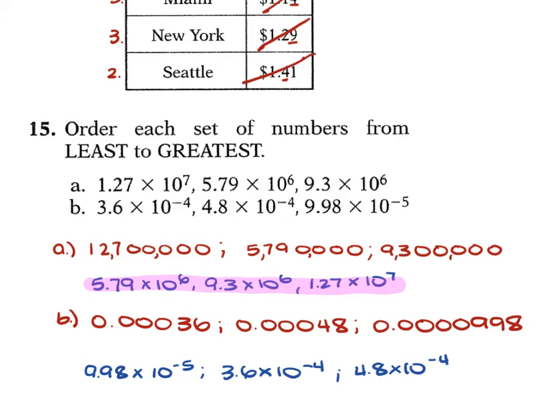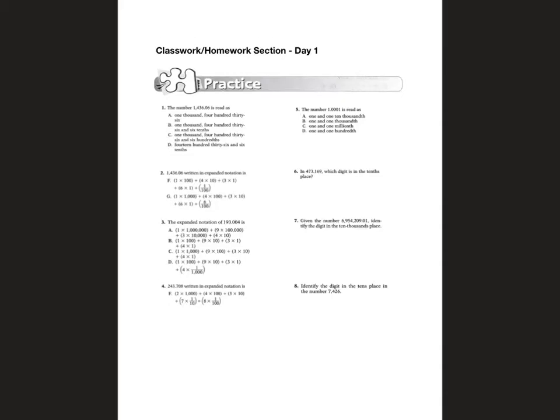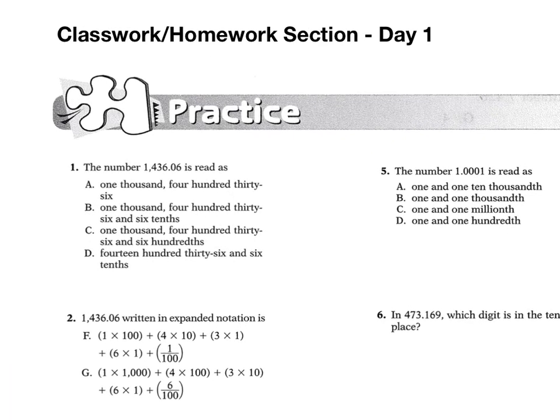Oops. We want to highlight this, not erase it. So for your practice or your classwork homework for the first day, we have for number 1, the number 1,436.06 is read as 1,436 and 6 hundredths. So C would be your answer for this one.